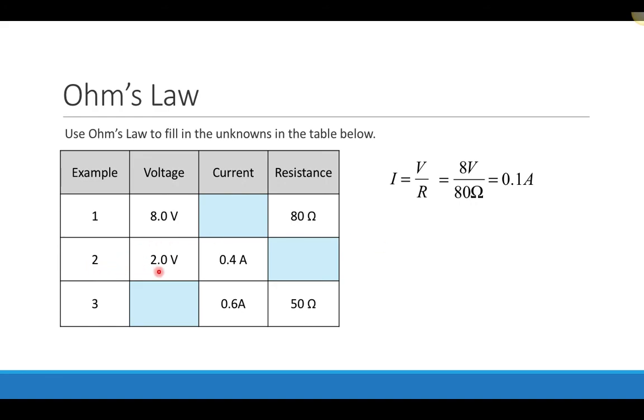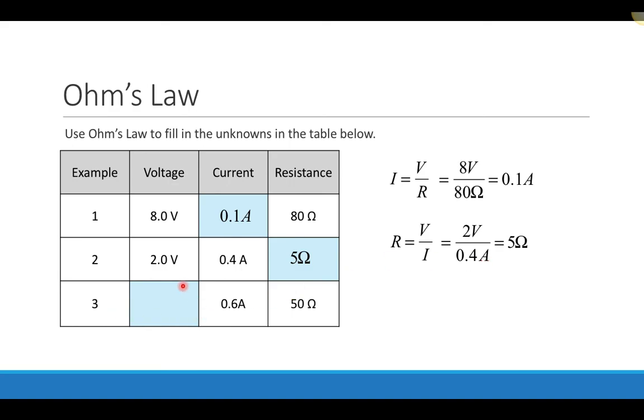In the second example, we're given the voltage and the current, and we want to solve for the resistance. So we can rewrite Ohm's law in terms of resistance. We can cross multiply, bring the resistance up to the top on the left, bring the current to the bottom on the right. And the resistance is the voltage divided by the current. So this is 2 volts over 0.4 amps, which is 5 ohms.